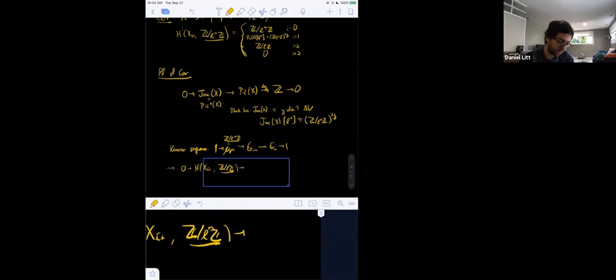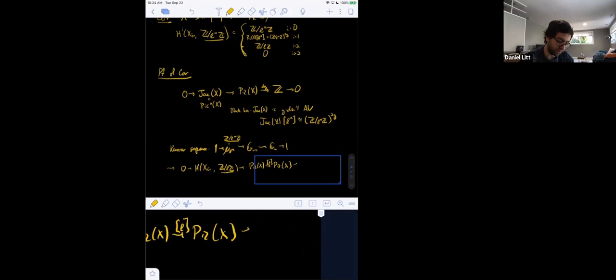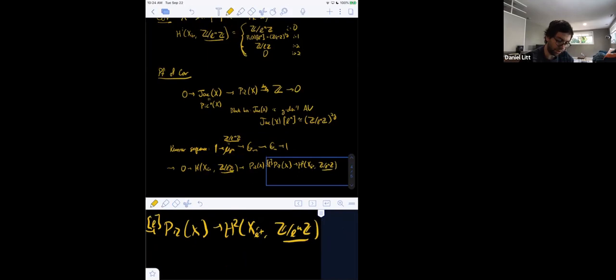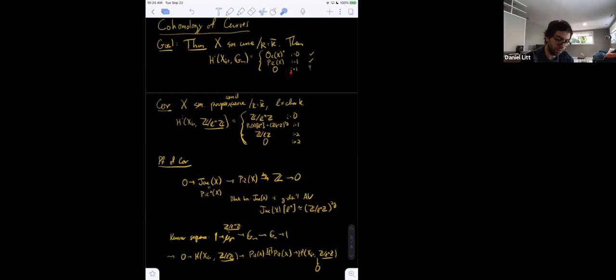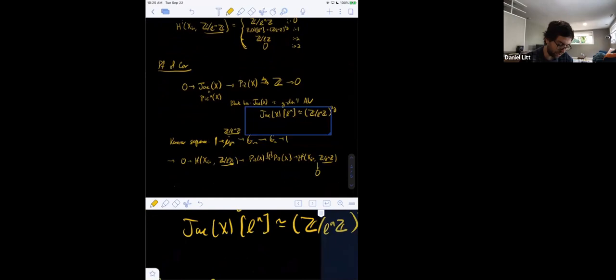to H^1 of G_m, which we said was Pic. This goes to Pic, and this is multiplication by L^N. This goes to H^2(X_et, Z/L^N Z). And then the rest of the sequence is zero, by this fact that the étale cohomology of G_m vanishes in degree bigger than one. So what we're doing is computing the kernel and cokernel of this map on Pic. We need one more fact, which is that the k-bar points of the Jacobian form a divisible group.